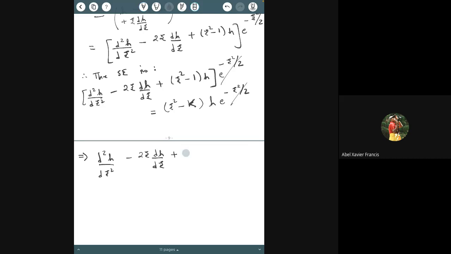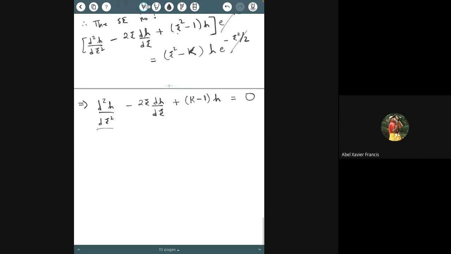Okay, I can simplify this a little bit more. Xi square h from either side, which can be cancelled. So I am only left with k minus 1 into h. Okay. This is equal to 0. So now this looks like a more tractable equation. At least we only have h, which needs to be found out. But now we have to evaluate these derivatives as well. So we know the form of h, so let's do that.